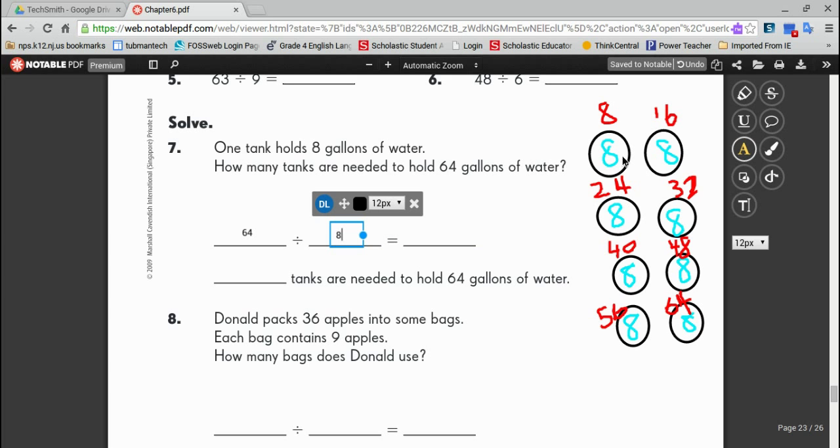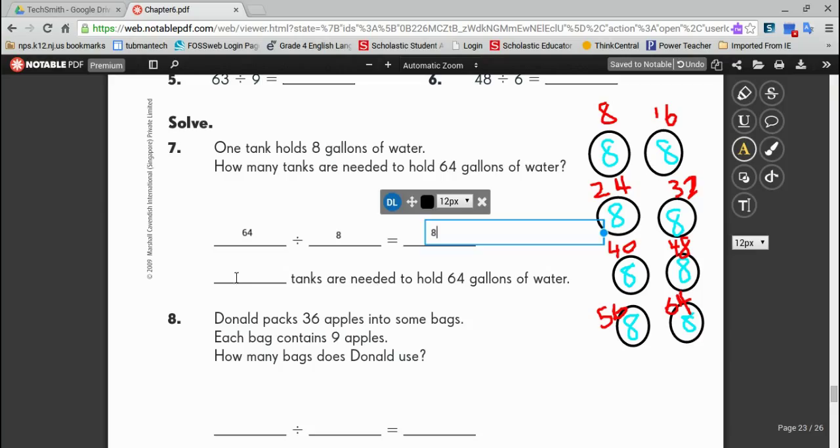and that gives me, well, let's count. 1, 2, 3 groups, 4 groups, 5 groups, 6 groups, 7 groups, 8 groups. So 64 divided by 8 equals 8, which means I need 8 tanks.